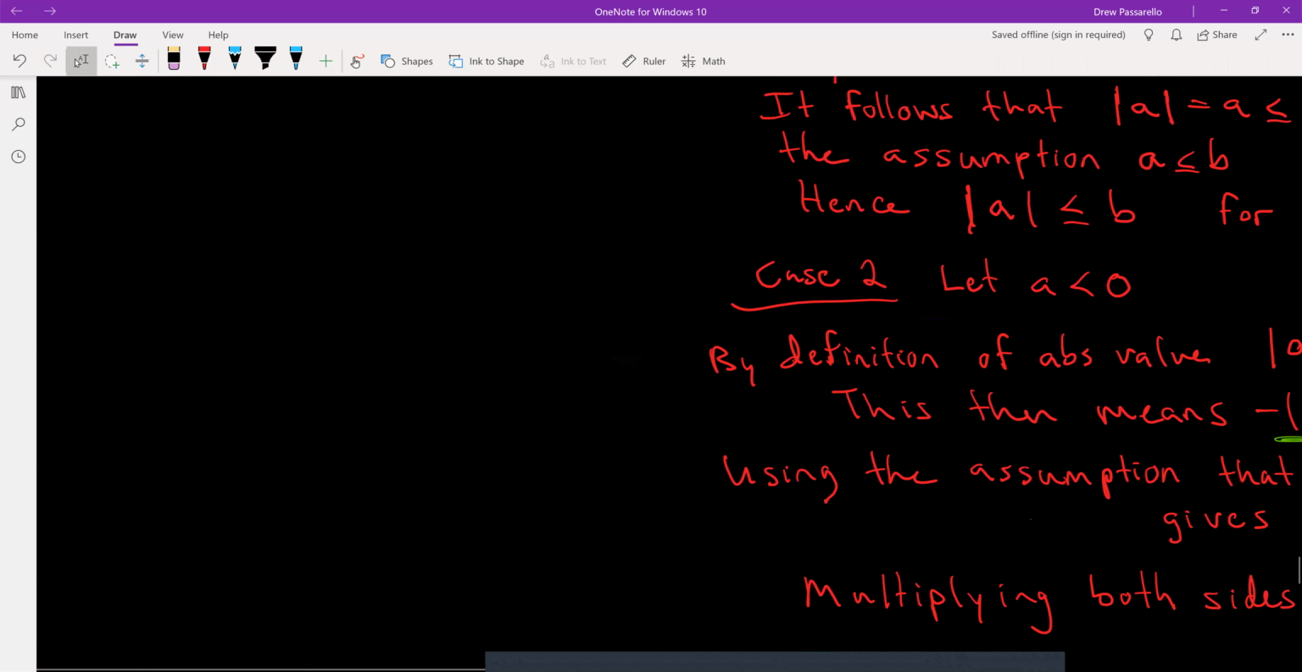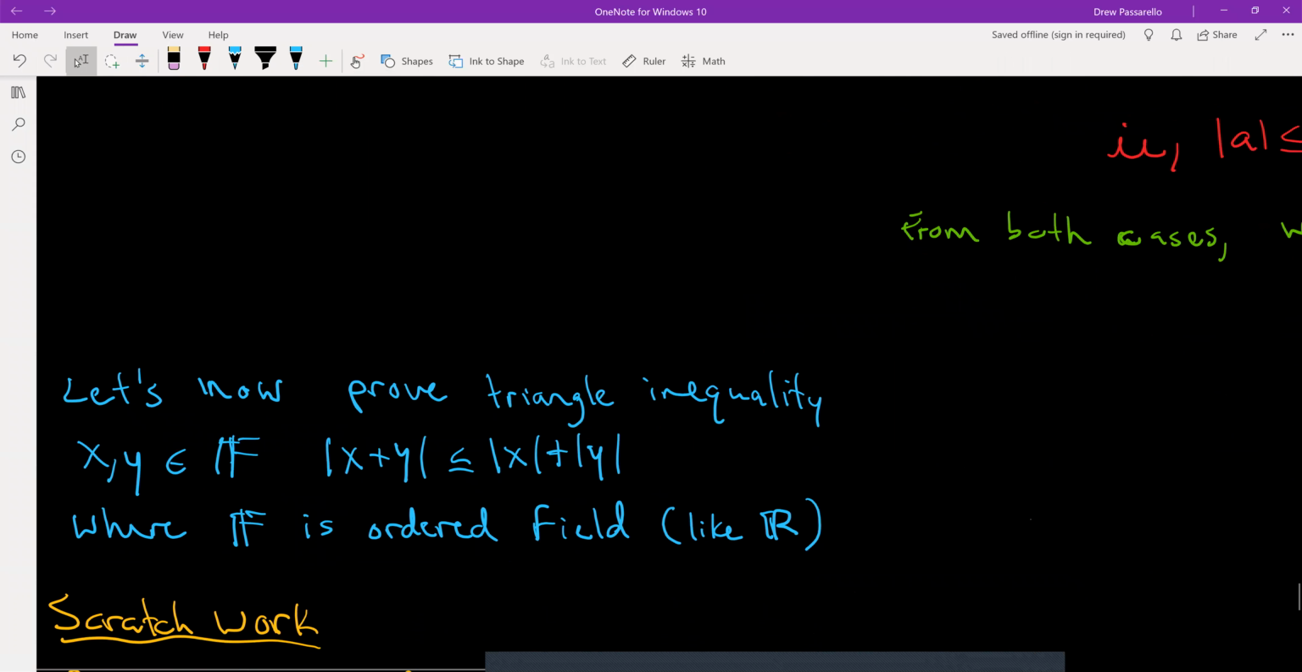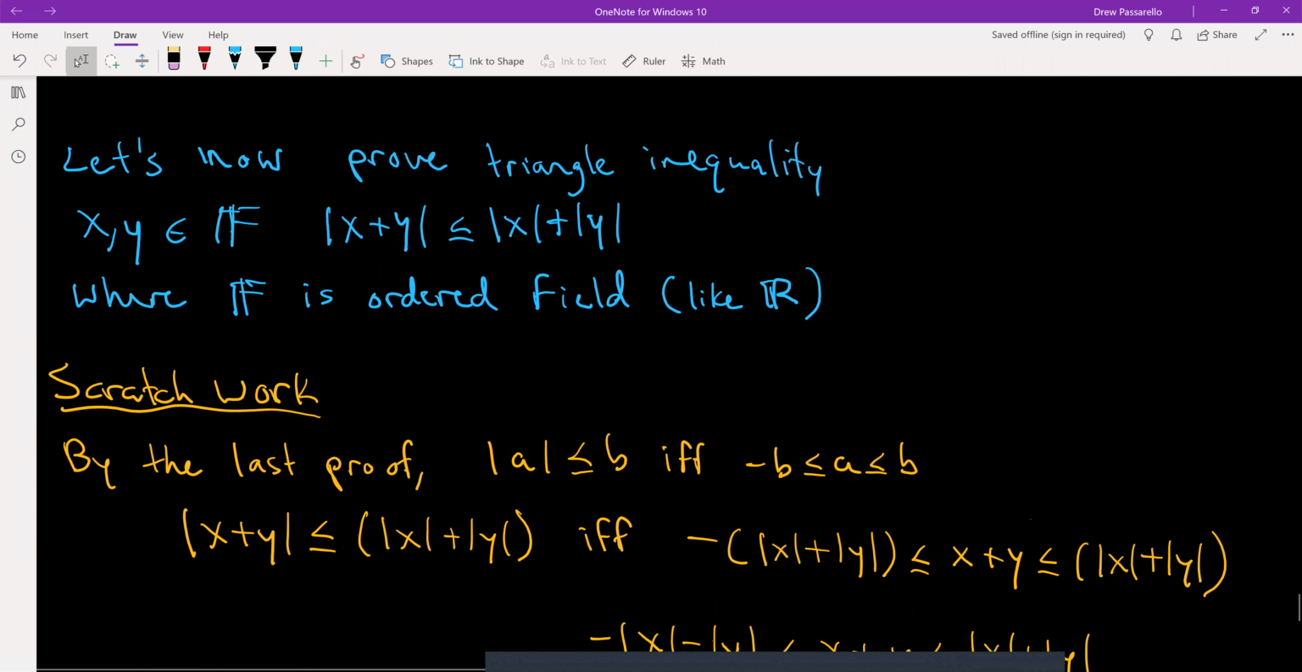So now the triangle inequality proof. The triangle inequality says for two elements of the field, the absolute value of the sum of the elements is less than or equal to the sum of the absolute value of each element. So the absolute value of x plus y is less than or equal to the absolute value of x plus the absolute value of y, where F is an ordered field like the real numbers. So we're going to focus our attention on the real numbers.